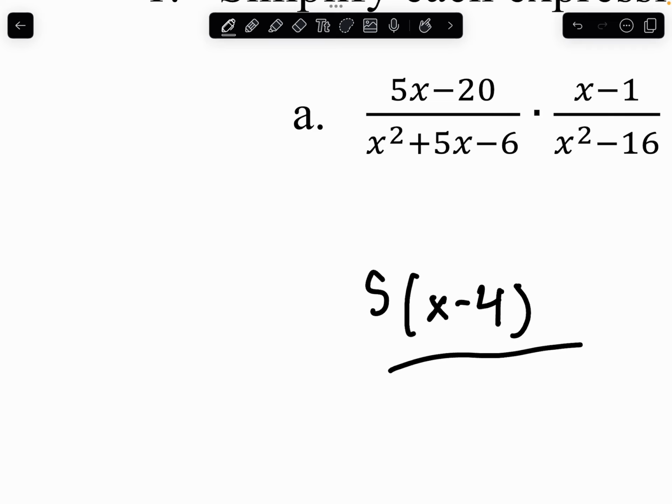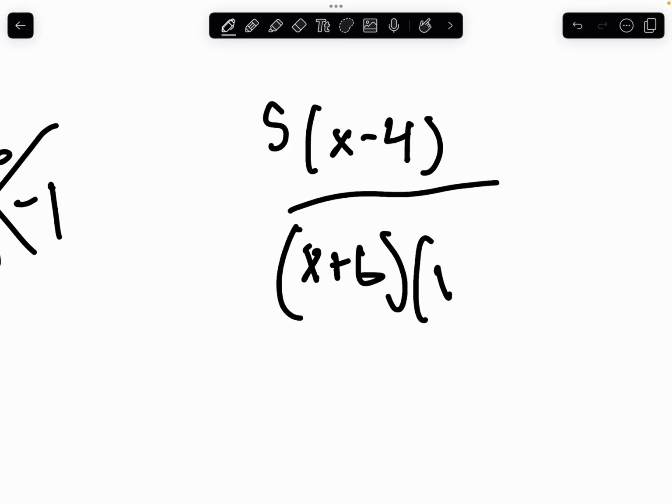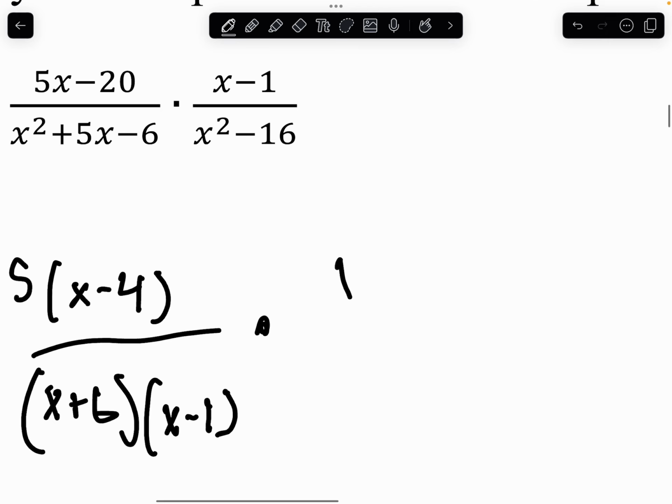In the bottom, you've got to make the cross. 6 and negative 1. It's going to be x plus 6 times x minus 1. And then you've got to factor the next part. So this is simplified as much as you can.